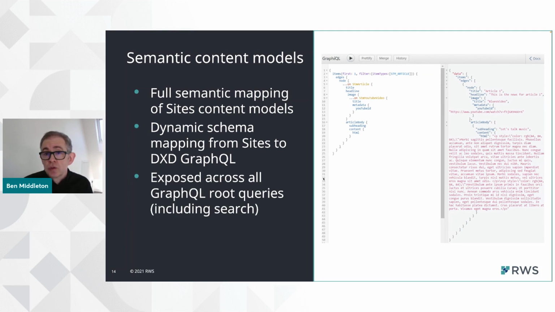And it's exposed across all of our GraphQL root queries. So not only in this sample you can see on the right here, which is our traditional items query, but if you're using our new search queries and you include broker database contents in that search, you can use these same semantic content models in order to access and build your data. It makes for a more pleasant user experience when you're navigating your structures, and it supports all the nesting and all the other things that you may have within your data structures within Tridion Sites.